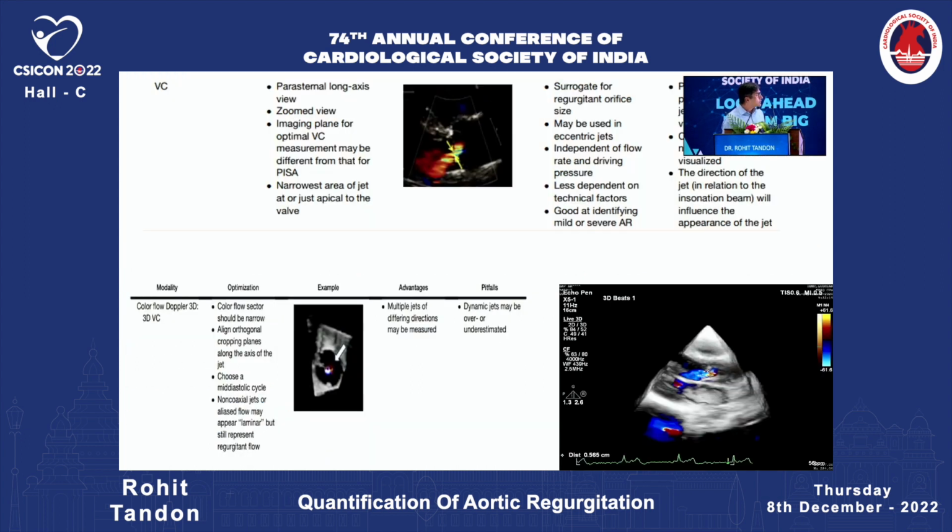Then comes the vena contracta, as we described, the narrowest portion of the jet, which is independent of the flow rate, driving pressure, less dependent on technical factors, good at identifying mild or severe AR. Sometimes we have to use 3D vena contracta, whose advantage is in case of multiple jets when directions can be measured.